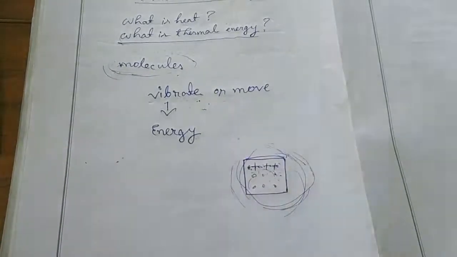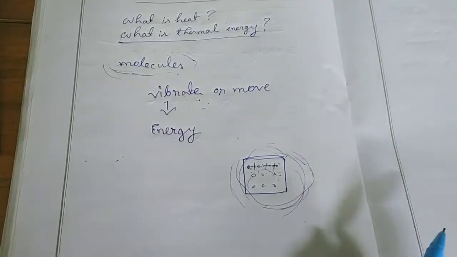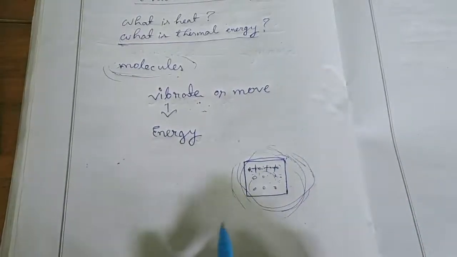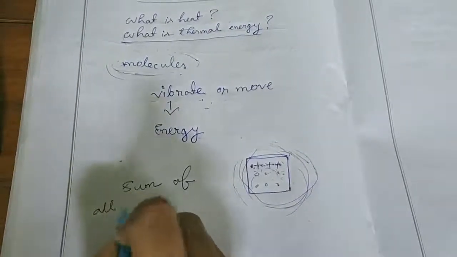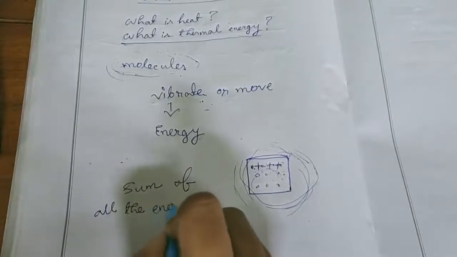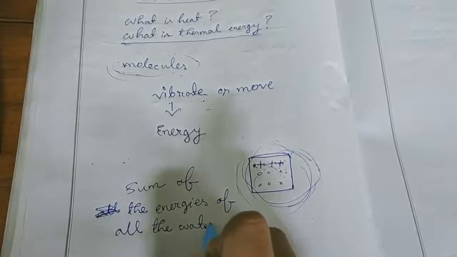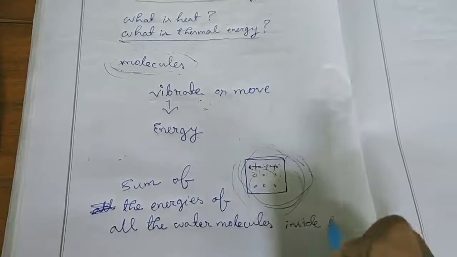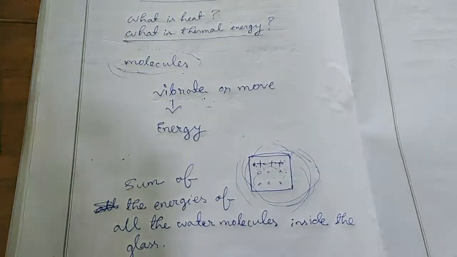One more example, you have a glass of water. So if you want to say what is the thermal energy of that glass of water, the thermal energy of that glass of water will be the sum of the energies of all the water molecules inside the glass. So this is thermal energy.